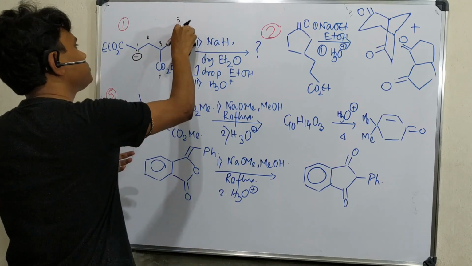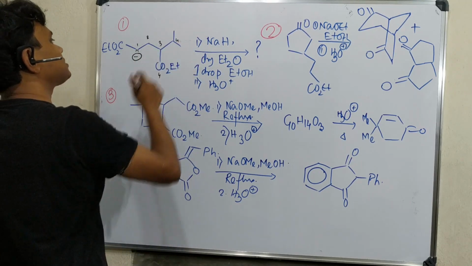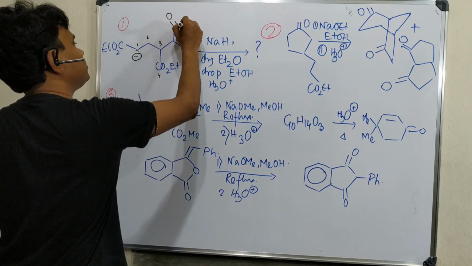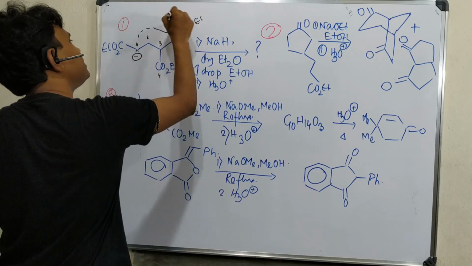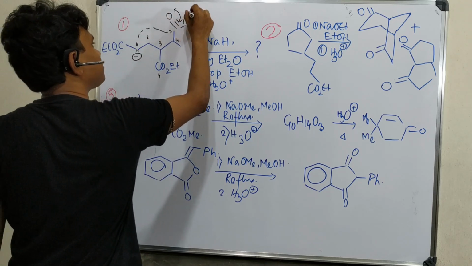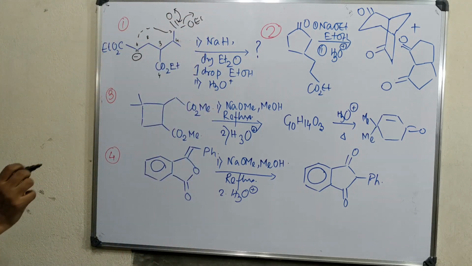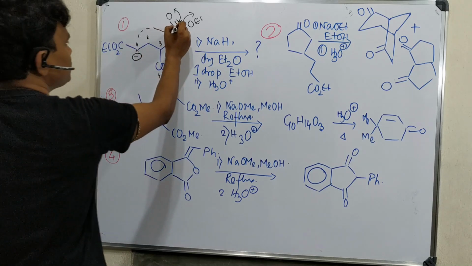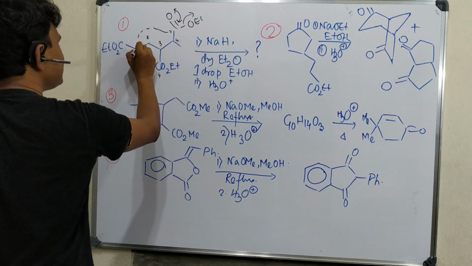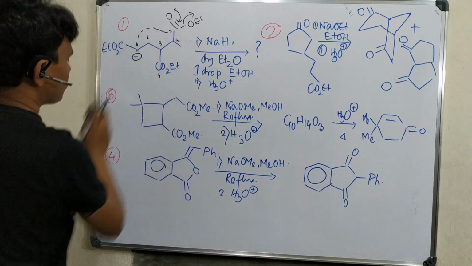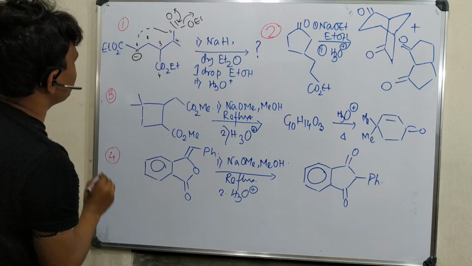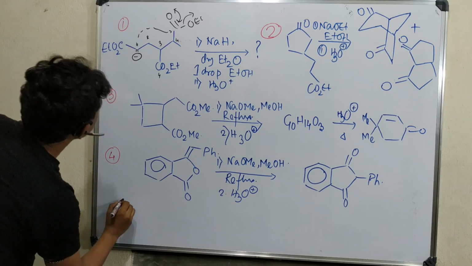Second step, it will attack this ester molecule, OEt. So this will go and attack and push back. So ultimately, a 1,3-dicarbonyl compound will be produced. This is the carbonyl group, and this is the ester. So let's draw the structure. I am drawing the structure here.